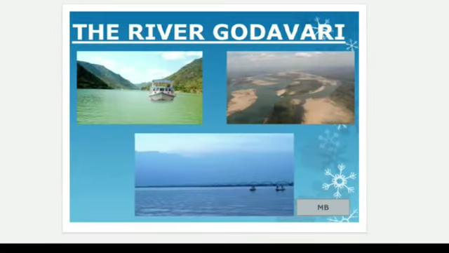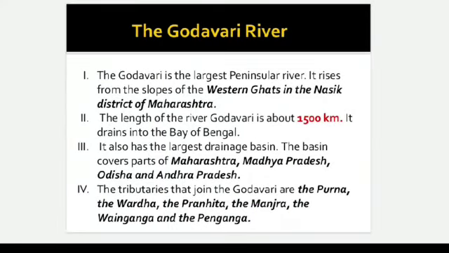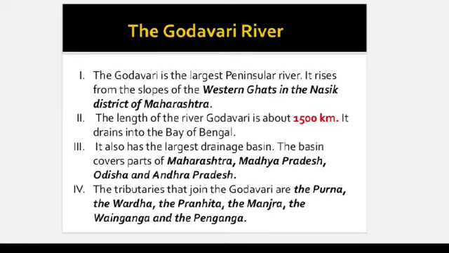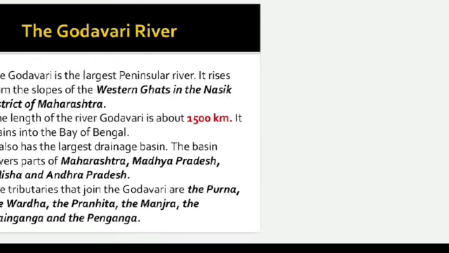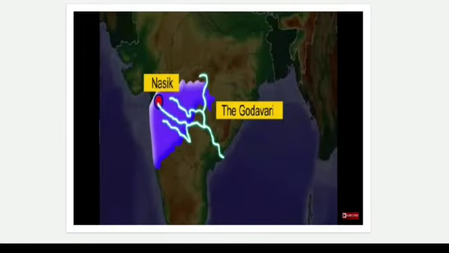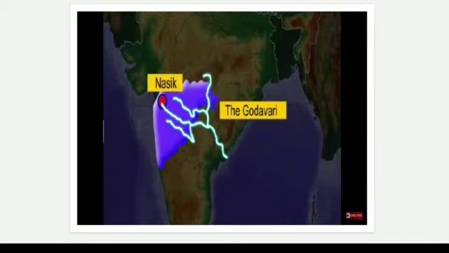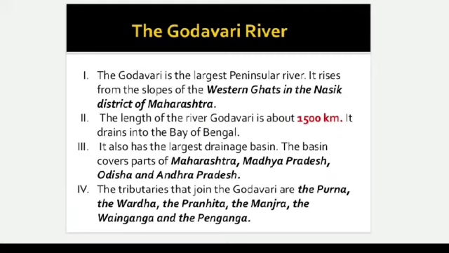Now we come to Godavari River. This is a very important peninsular river because this is the largest peninsular river, and it rises from the slopes of the Western Ghats in the Nasik district of Maharashtra. You can see here it originates from the Nasik district of Maharashtra, from the Western Ghats. The length of the river Godavari is 1500 km, and it drains into the Bay of Bengal.